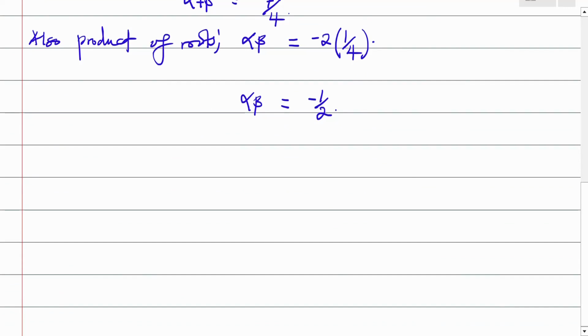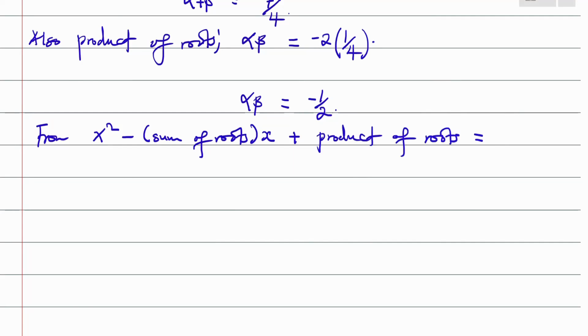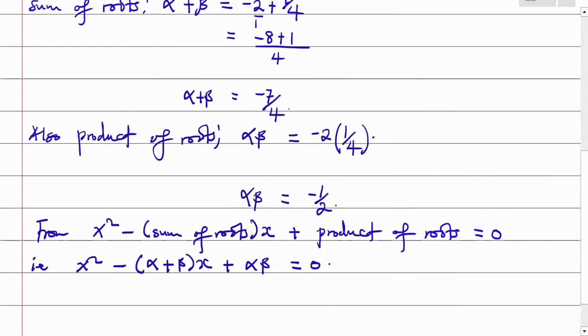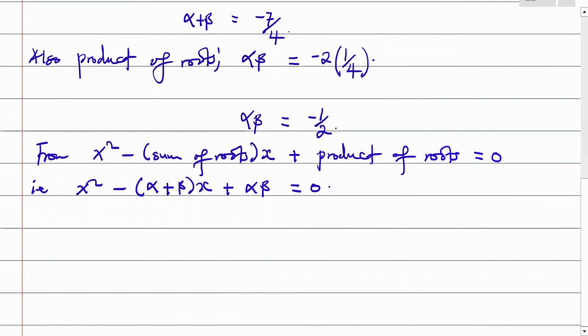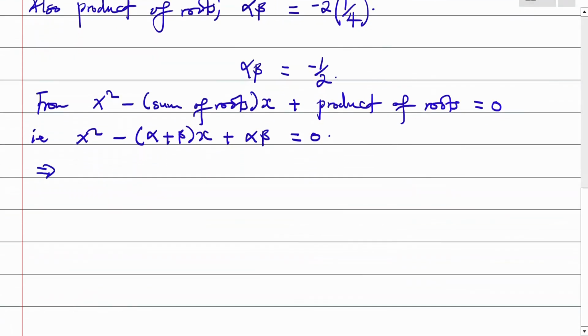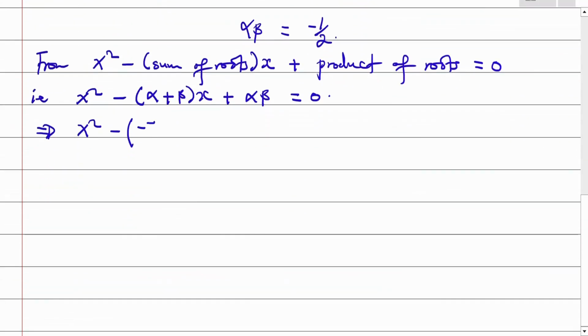Then from x squared minus the sum of roots multiplied by x plus product of roots equals 0, we have x squared minus the sum of roots, which is alpha plus beta, into x, plus the product of roots, equals 0. As we check above, our sum is -7/4 and the product is -1/2. So we have x squared minus (-7/4) x plus (-1/2) equals 0.